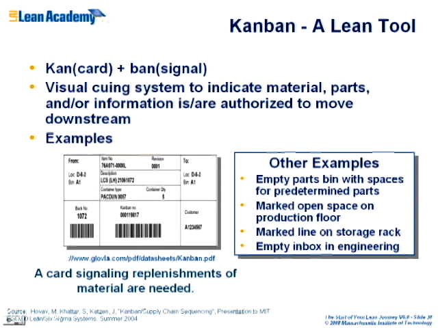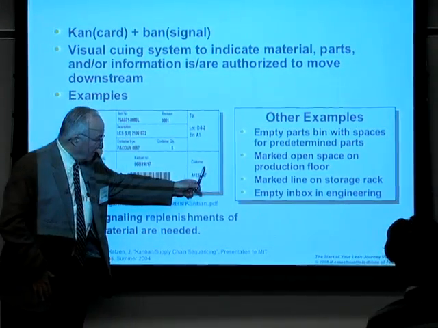Kanban is a Japanese word, and it's a lean tool that we use a lot. We use it in the office in terms of processing engineering drawings, and we use it out in the factory. And there's several ways of making it apply to the movement of material and parts in the factory, or information like in drawings and parts cards and so forth. And sometimes it's actually done with a card.